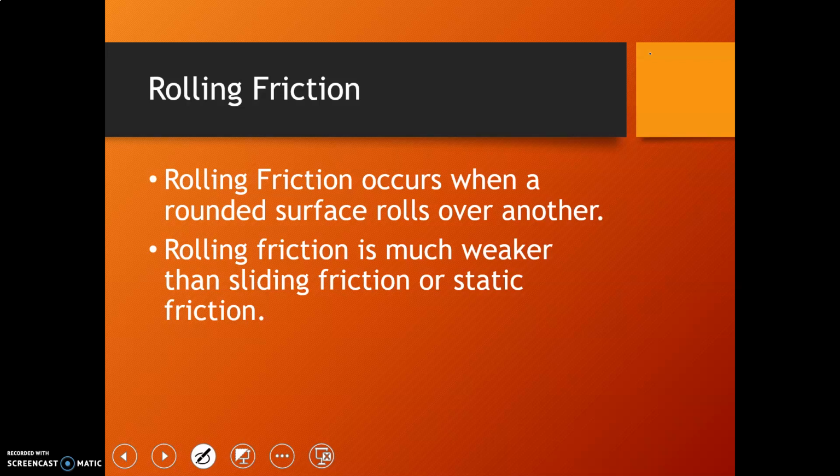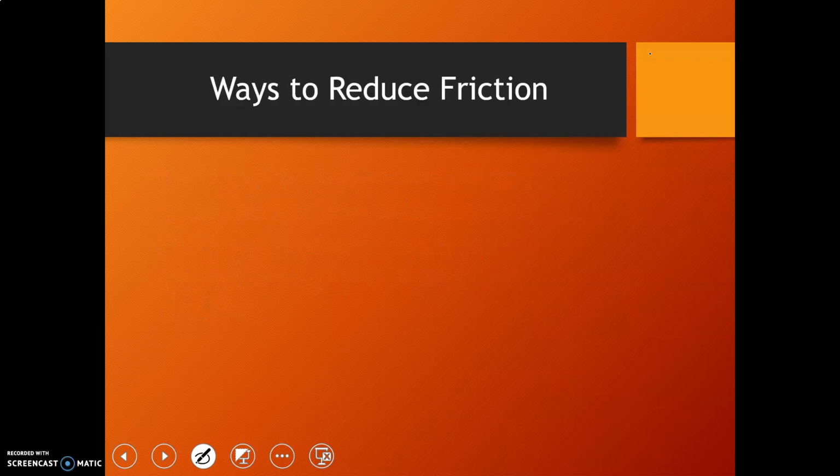Rolling friction occurs when a rounded surface rolls over another. Rolling friction is much weaker than sliding friction or static friction. So rolling friction is the weakest one. That's why if you want to move something really heavy, you hope that there's wheels across or some sort of rolling object, because that has the least amount of friction.